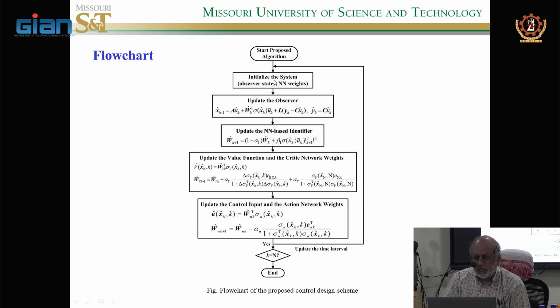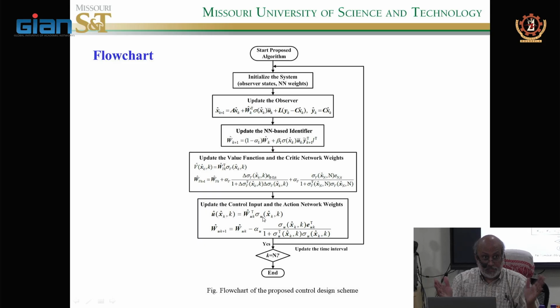So if you do that, here is the design. You initialize the system, you initialize the observer, you initialize the weights, then you update the observer, and then you update the identifier in order to get the weights, update the weights, and then you update the value function and critic. The only difference is you replace x with x hat, and also the control input.